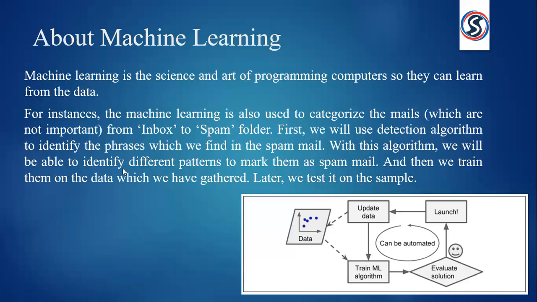So with this algorithm, we train them on the data which we gathered. Then later we test it on the sample. That's what I have told. Suppose I have this many ages and weights. I am going to train my model on that past data so that when new data comes, it will automatically predict the result.